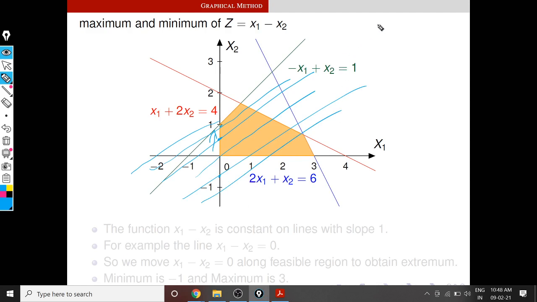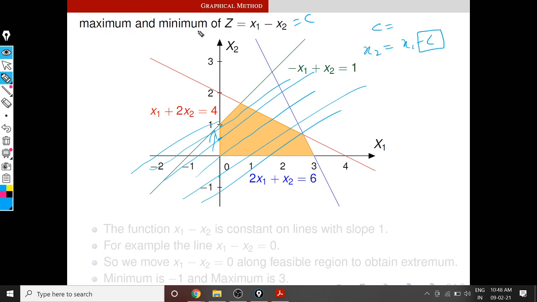But actually our c is nothing but the negative of the y-intercept. Let it be c. Then this becomes x2 equal to x1 minus c. So actually the y-intercept is minus c.